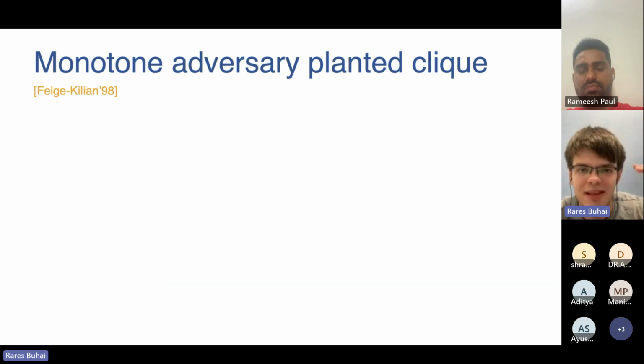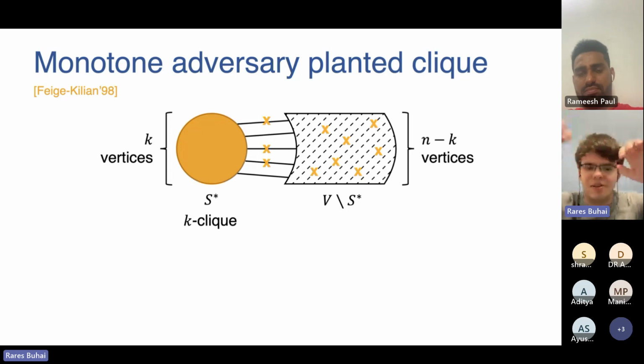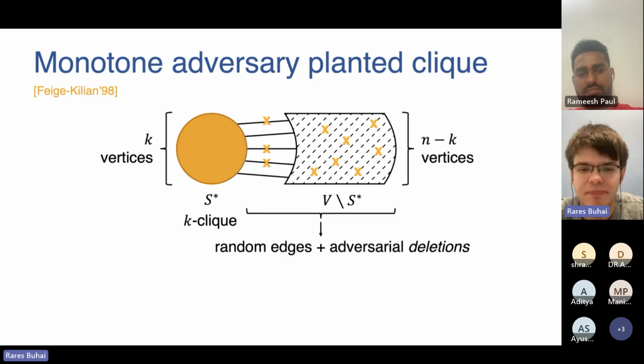And this is a model intermediate between what we study and the planted clique. And this one looks as follows. So I still have kind of the same picture. You have this S star, which is a K clique, and it's connected to V minus S star. So what do I assume about these?